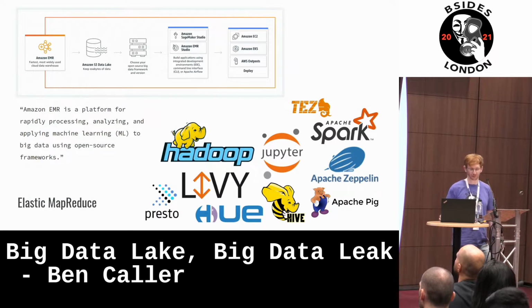So EMR, or Elastic MapReduce, is an AWS service that lets you fairly painlessly spin up a cluster of tens of EC2 instances. They come with a collection of open source data science applications installed, and it's all connected to your data lake in S3, which is where you dump your exabytes of raw data files that you want to be processed, like for your machine learning or whatever.